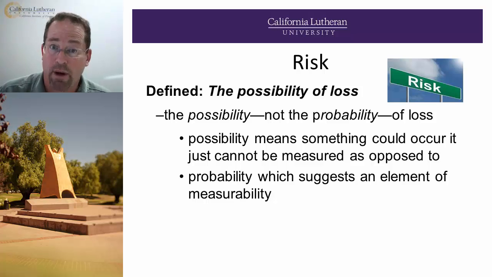We define risk as the possibility of loss, and this is the possibility, not the probability. Possibility meaning something could occur, it just cannot be measured, as opposed to probability, which suggests an element of measurability.